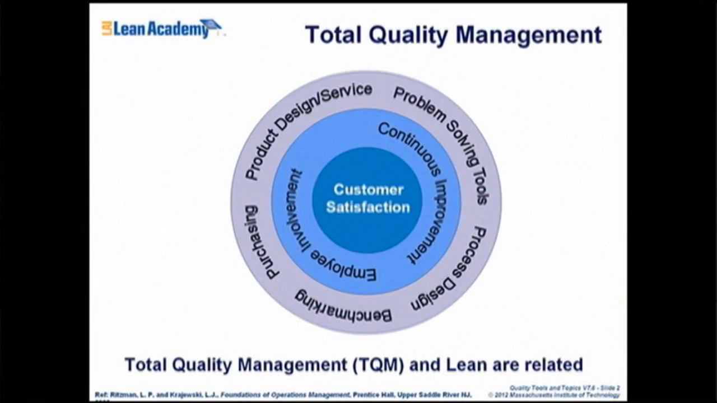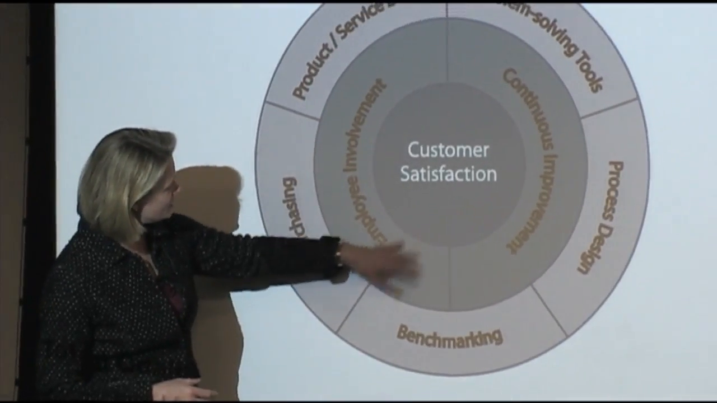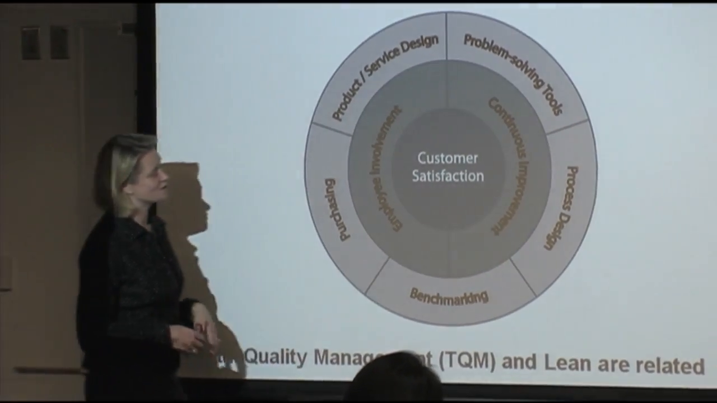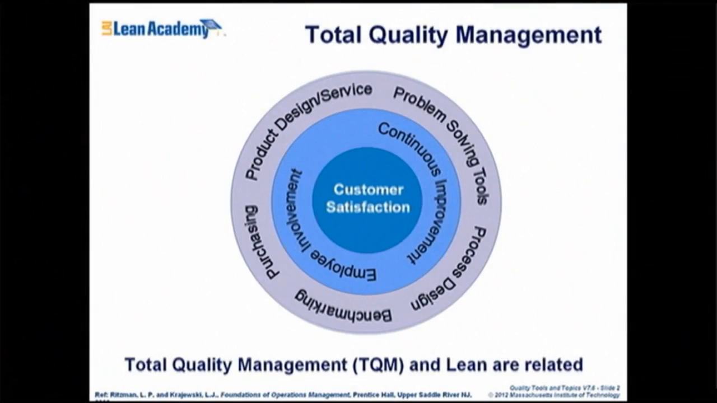And Lean uses a number of them. They came out of the foundation of total quality management, which began really big in the 1980s and also emerged from Japan. And TQM, as it was called, was built on the notion of customer satisfaction. And we achieved that through employee involvement and continuous improvement. Those were all enabled by focusing on some problem-solving tools, designing processes, purchasing efficiently, and thinking about your product and service design, as well as benchmarking, going out and looking at how you're doing relative to your peers.